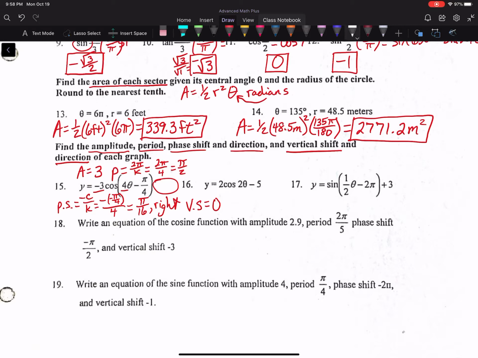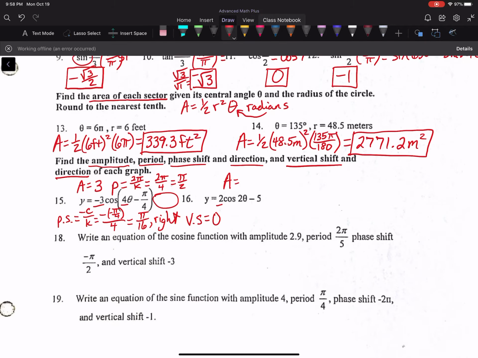16, we don't really have a lot of room, so I want to make some room for 16. I'll erase this one for a little bit. So 16, amplitude is 2. My period, excuse me, we'll do period first. 2 pi over k, which is k in this problem is 2. 2 pi over 2 is pi. My phase shift, as you can see, there is no parentheses, so there's no c, so it's just 0. And my vertical shift is -5, which would be down.